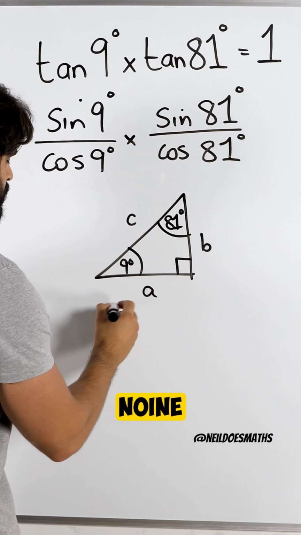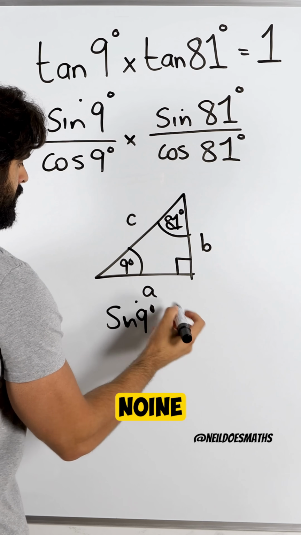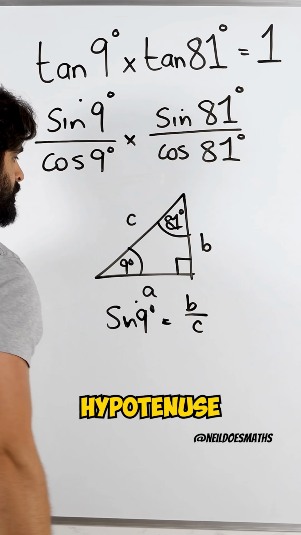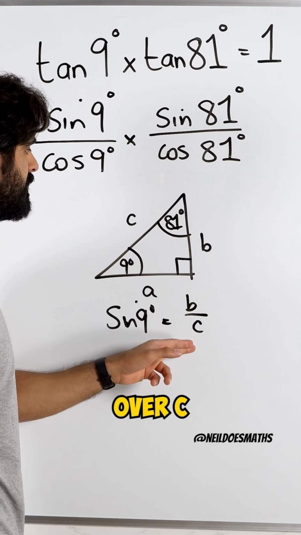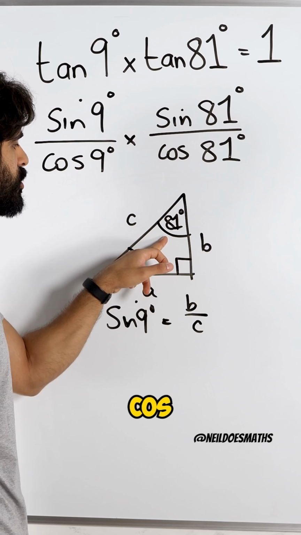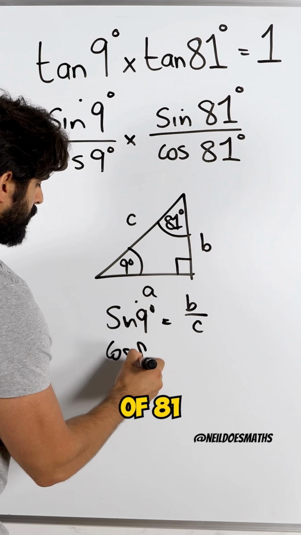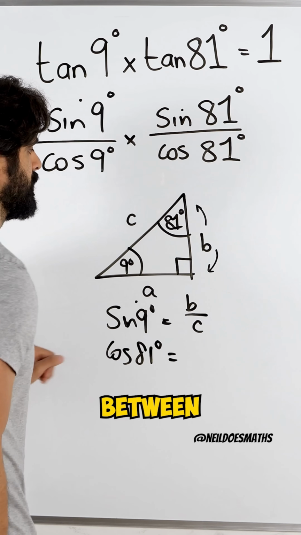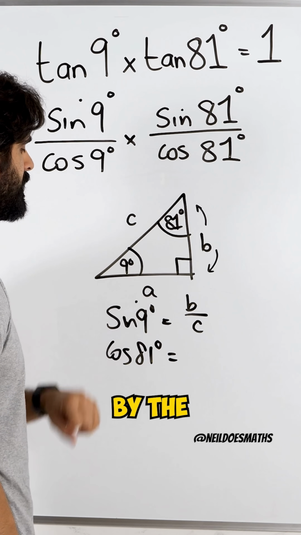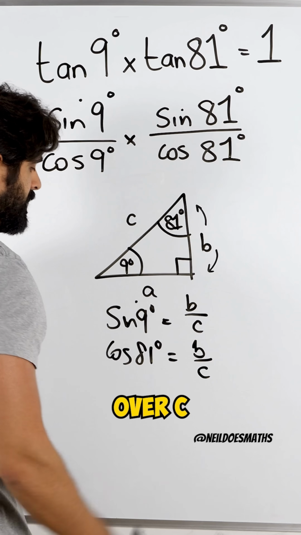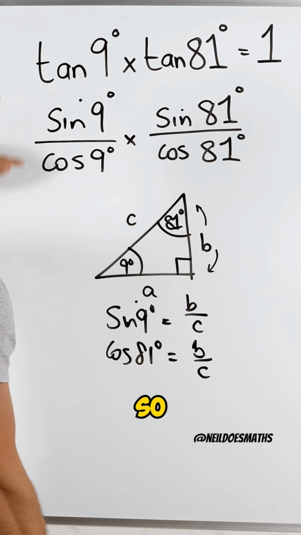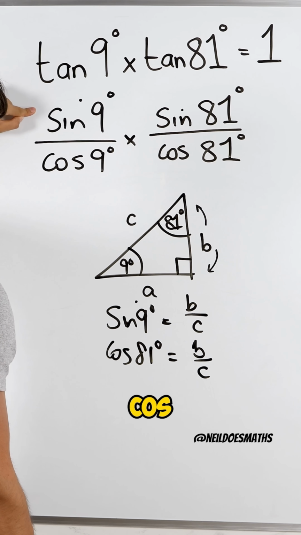Now if I do sine of 9, it's the opposite divided by the hypotenuse. But I could have got this B over C by using this angle and doing cos. Cos of 81 degrees is the adjacent side, which is the length between the angle and the right angle, divided by the hypotenuse, B over C. Meaning, sine of 9 is the same as cos of 81.